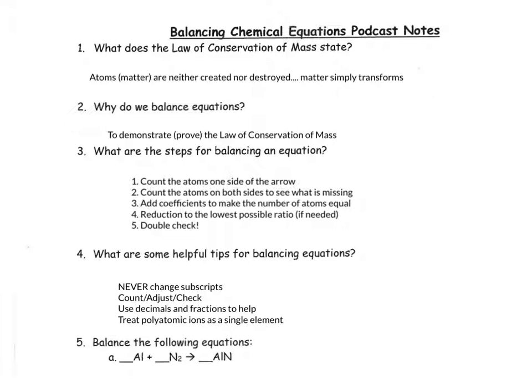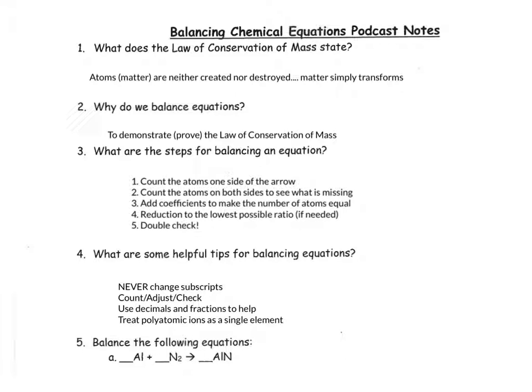When I look at this, there's one aluminum over here and one nitrogen. There's one aluminum there and 2 nitrogen. Now that subscript, that's what I mean. You can never, never change the subscripts. All you can do is add numbers in front of the compounds called coefficients, to get them to equal the left side of the arrow and the right side of the arrow.